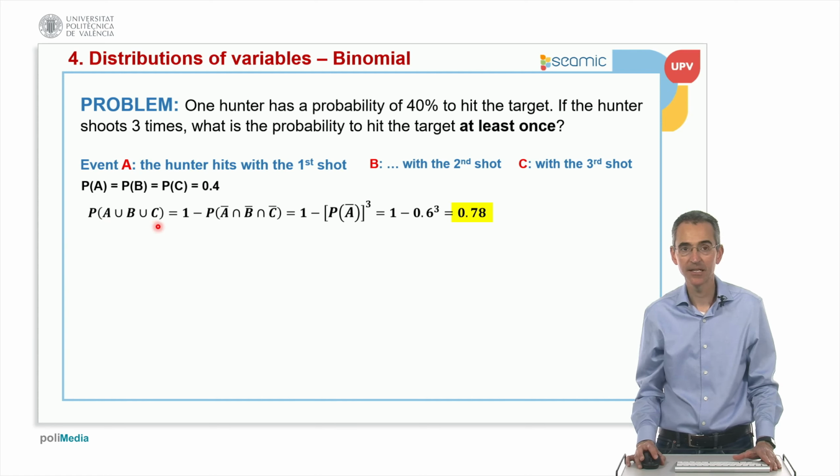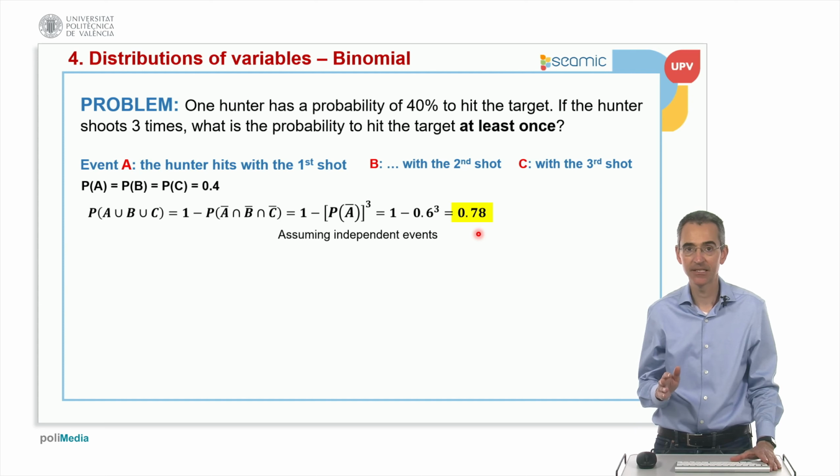To make this easier, we apply the complementary, and then we apply De Morgan's law. As the probability is the same, assuming that they are independent, this is the product of the probabilities, and the 3 probabilities are the same. This is 1 minus the probability of no hit to the power of 3, which finally becomes the solution 0.78. We assume that the events are independent.